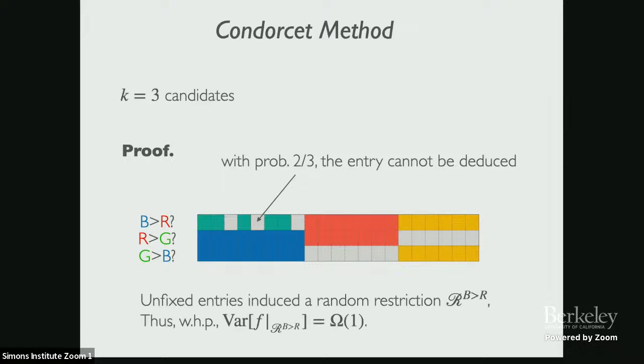And for the other thing, maybe I can infer. For example, given that I know red is greater than green, and green is greater than blue, then I know red is greater than blue. So that is inferred, that's fixed. And for all the other entries, that's not fixed. And the entries that are fixed give us a random restriction.